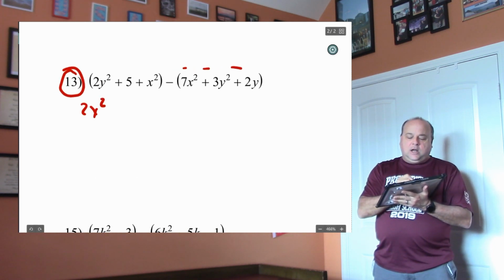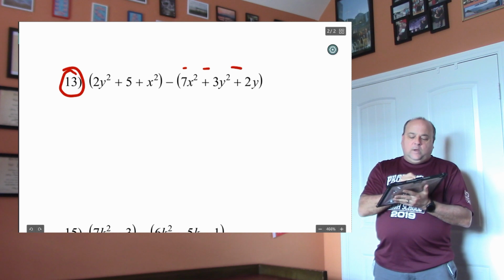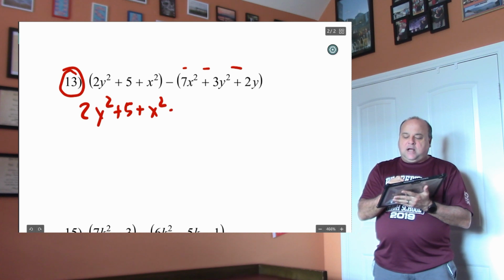So rewrite the problem without parentheses. Notice on this one we have y and x, don't we? Which is why I picked this problem. So a negative times a positive is a negative.